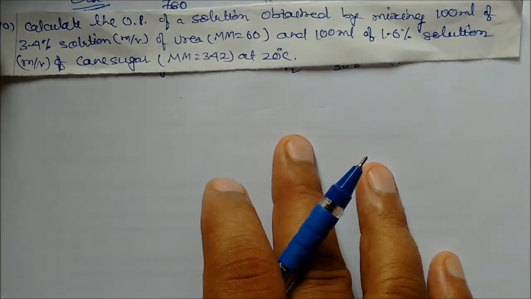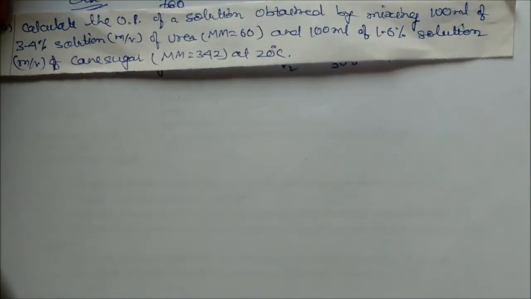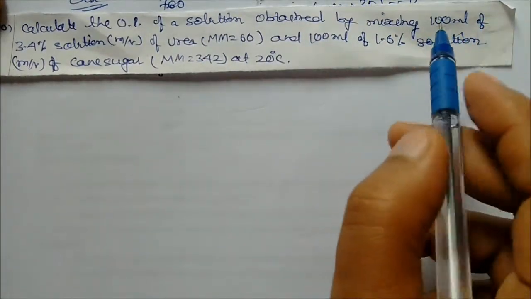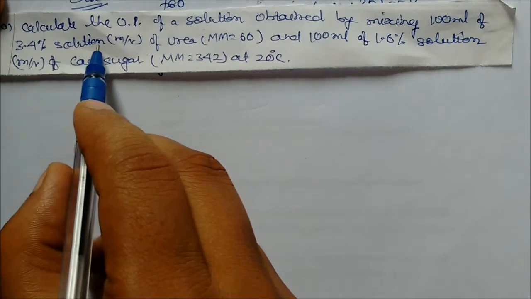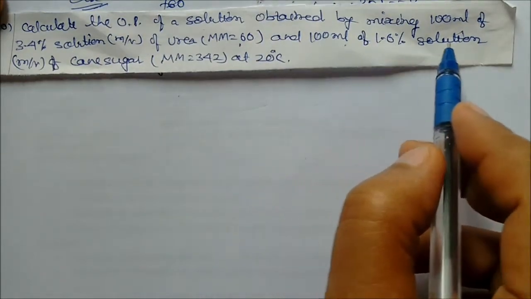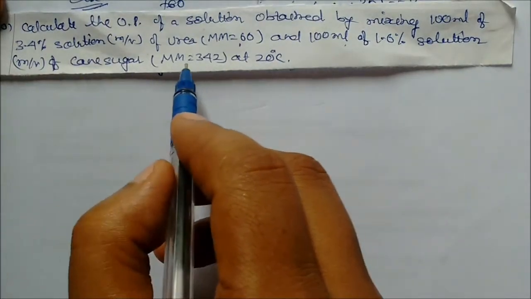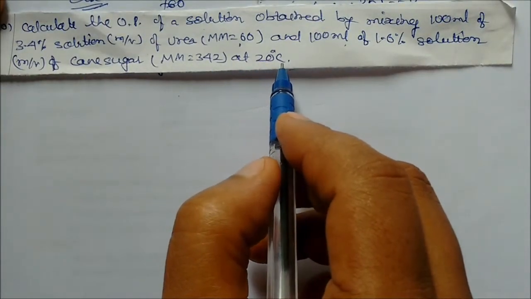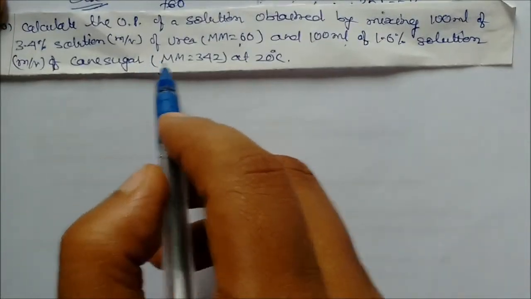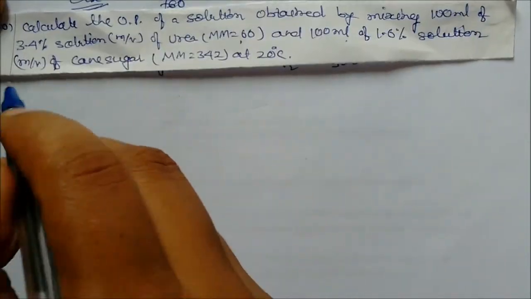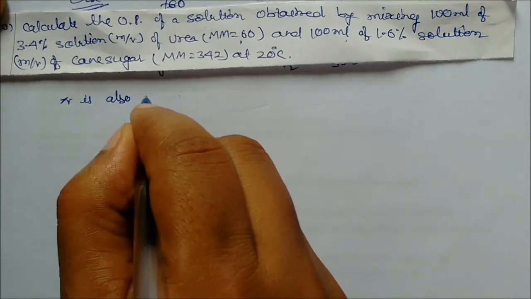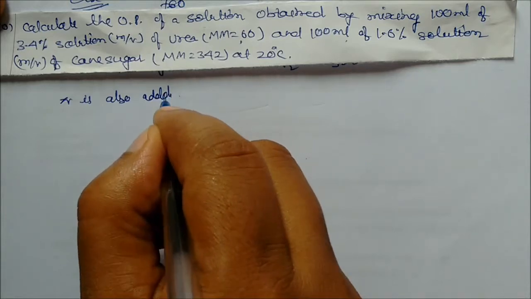Now calculate the osmotic pressure of the solution obtained by mixing 100 ml of 3.4% solution m by v of urea, whose molecular mass is given, and 100 ml of 1.6% solution m by v of cane sugar, molecular mass 342, at 23 centigrade. So two solutions, urea and cane sugar, are being mixed. We know that pi is additive.